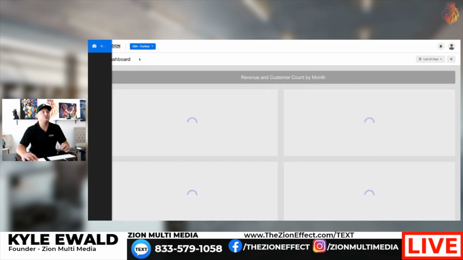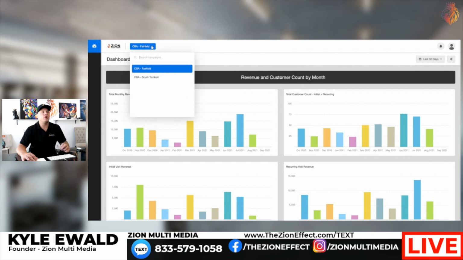If you come back over here to the dashboard, this is where you're also going to be able to see if you have multiple locations. This is where you're going to be able to see the different locations that you have. We'll just stay here at Fairfield.